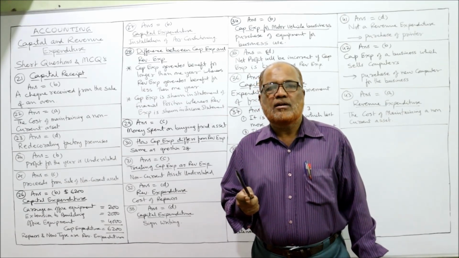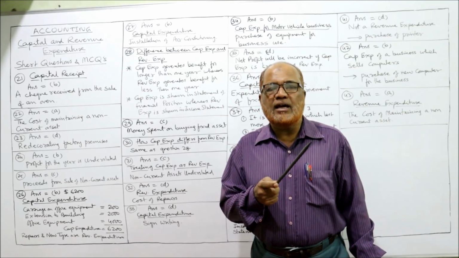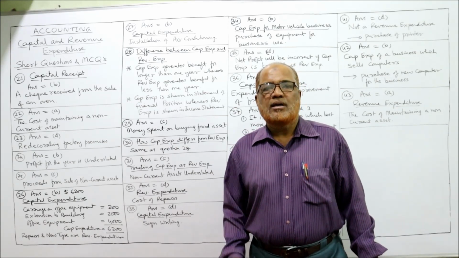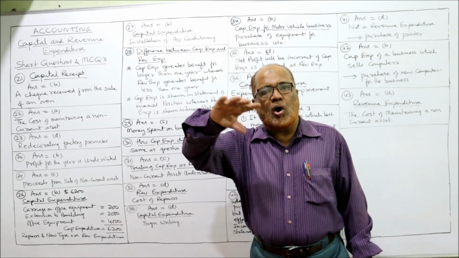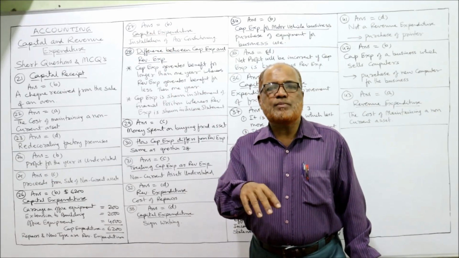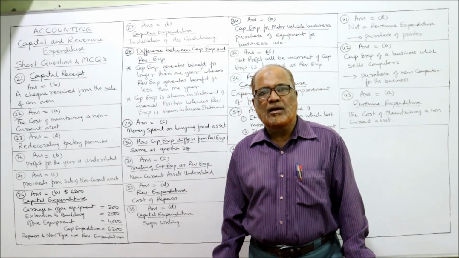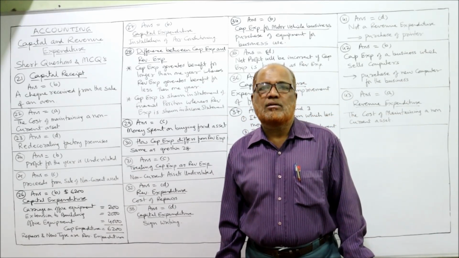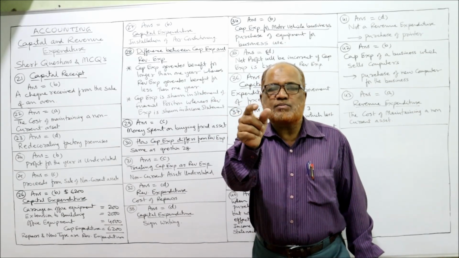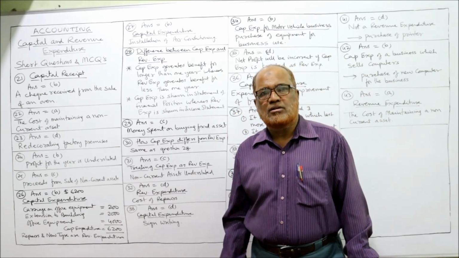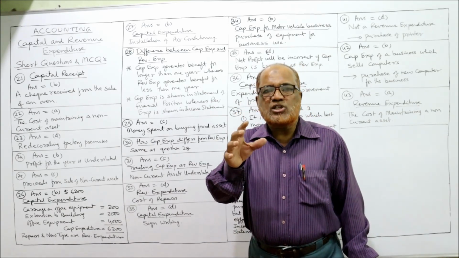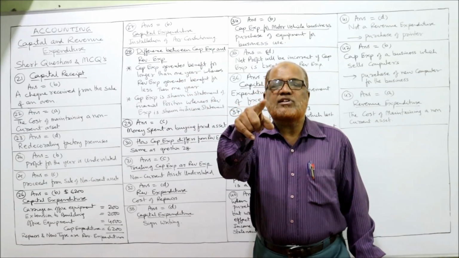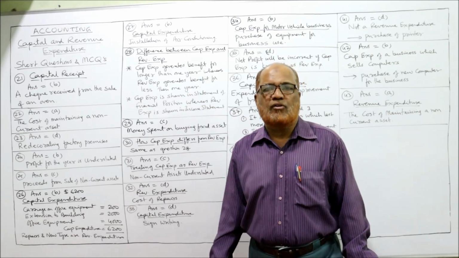Capital expenditure is the expenditure incurred to buy a non-current asset. Revenue expenditure, day-to-day running expenses. Capital expenditure will give benefit for a long period of time. A revenue expenditure will give benefit only for 1 year. Capital expenditure will be taken in statement of financial position. Revenue expenditure will be taken in income statement. Right? Capital expenditure will increase the profitability of the business. Revenue expenditure will maintain the profitability of the business.